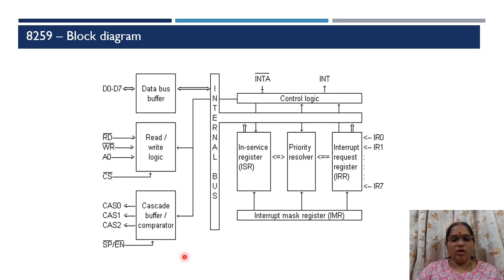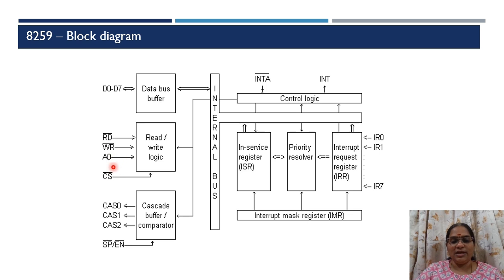So here this is a block diagram of your 8259. We have a data bus buffer from D0 to D7. That is, 8-bit data can be transferred. It is bidirectional. You can either read data or write data. Both are possible. And you have a read-write logic. Whether you are doing a read operation or write operation, that will be activated.